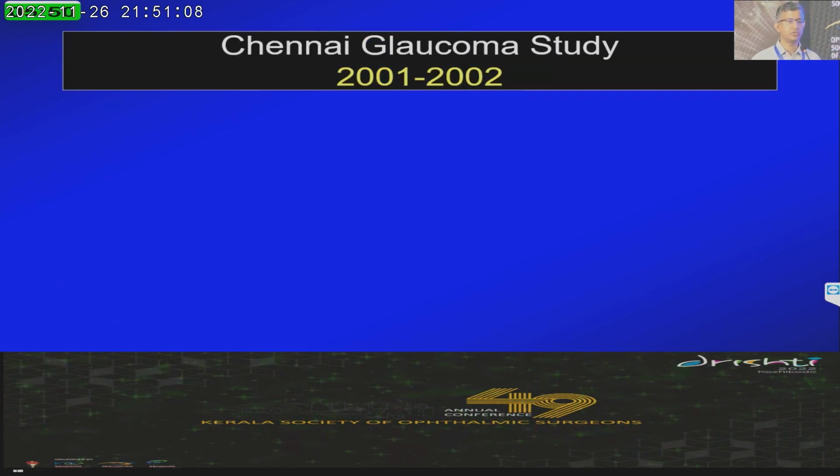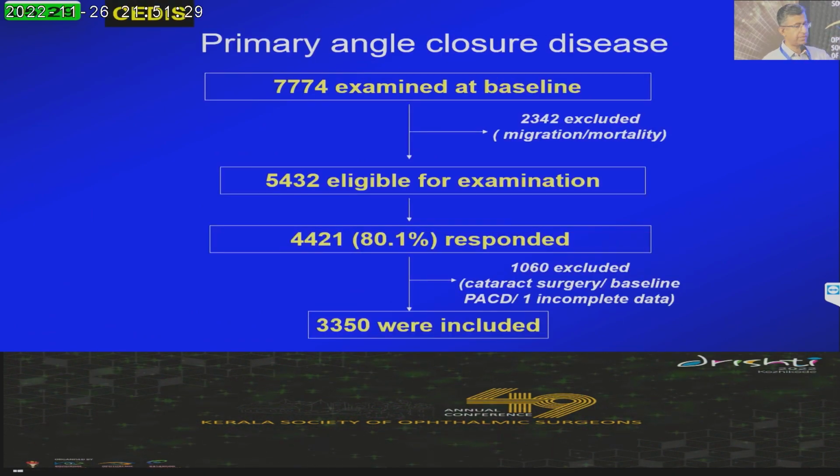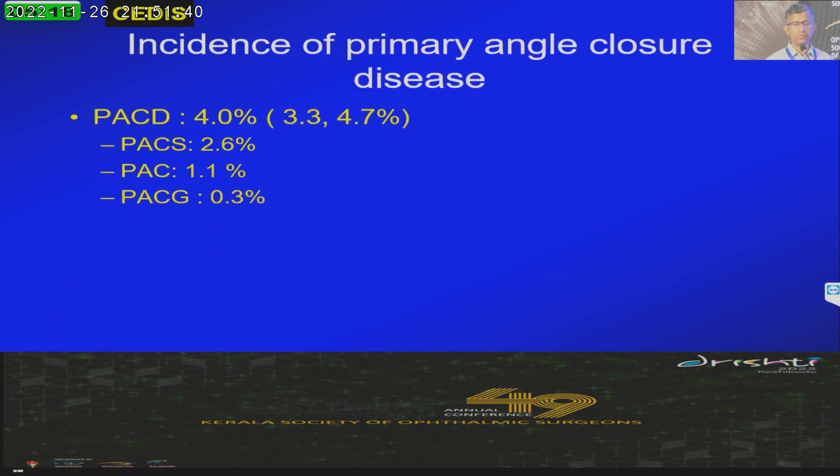What about incidence studies? An incidence study is basically when you take somebody, you examine them, you rule out disease, and then you follow them up to see whether anybody developed disease over time. So we did the Chennai glaucoma study in 2001, 2002. We followed it up with the Chennai eye disease incidence study 6 years later. And we looked to see how many patients who were gonioscopically open at baseline went on to develop disease. We examined about 8,000 people at the baseline, and then by the time we finally excluded people who had cataract surgery and who passed away and all that, we had about 3,300 people at the 5-year follow-up. And what we found here was that 4% of these people who were normal 5 years ago developed some form of angle closure disease.